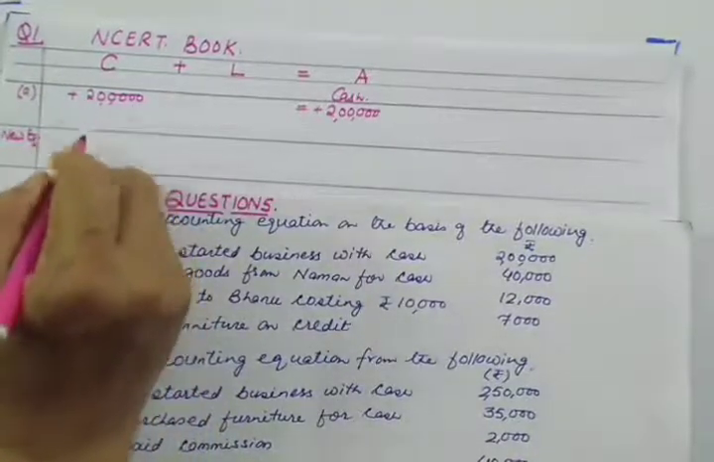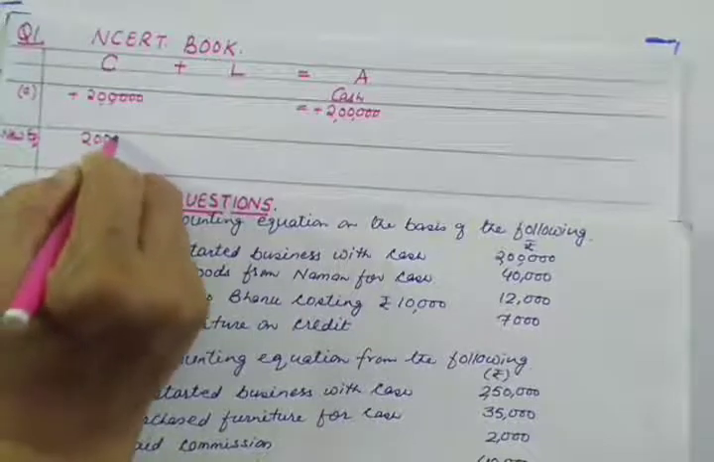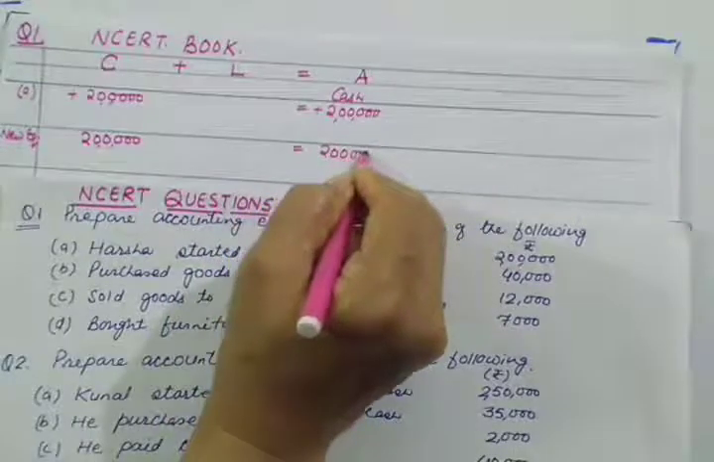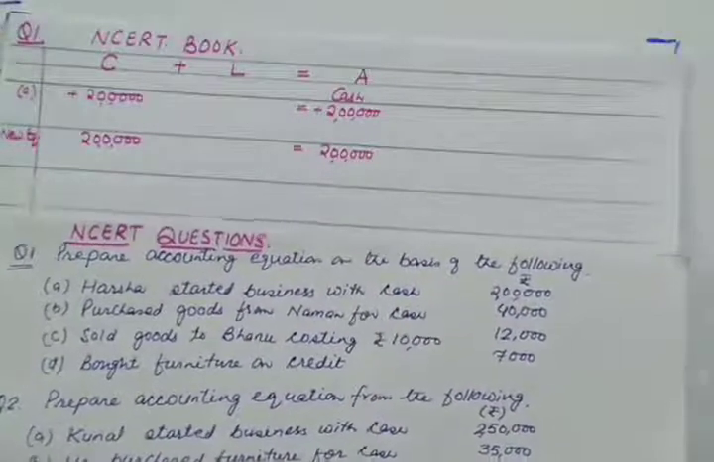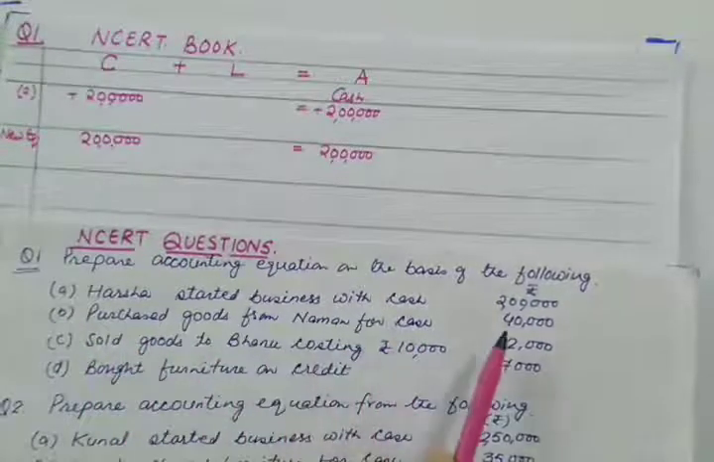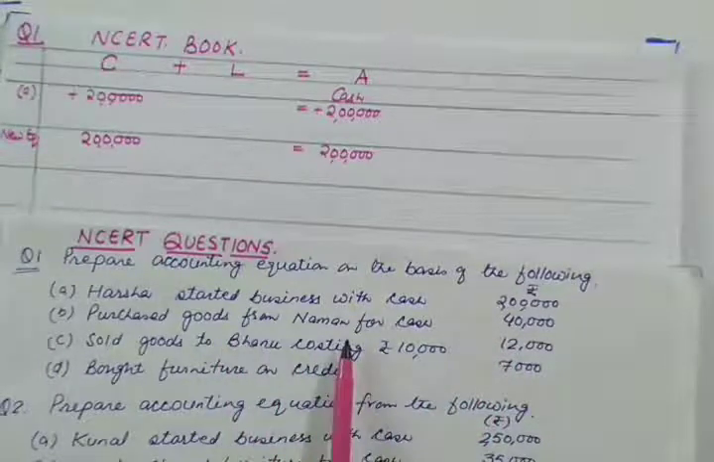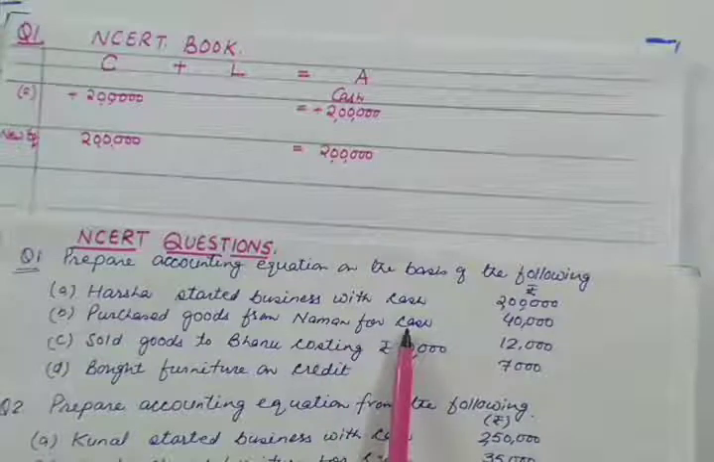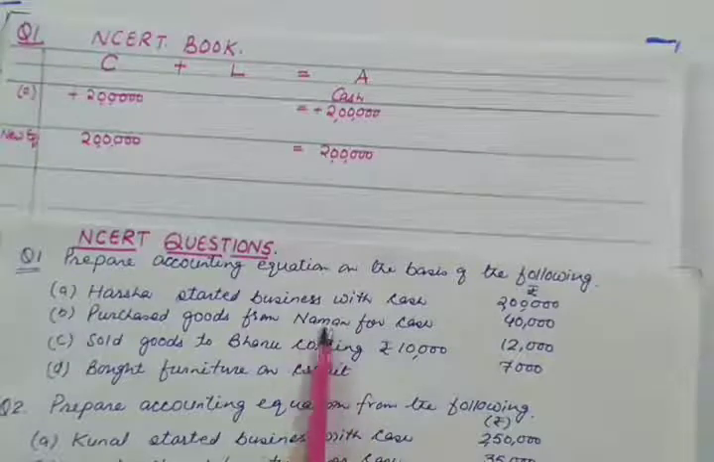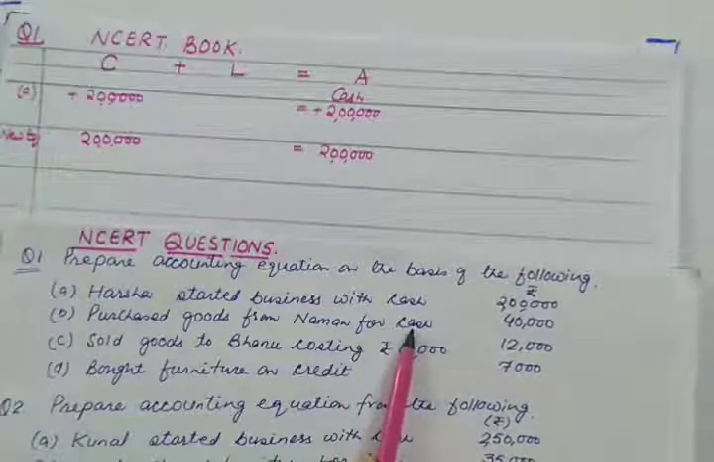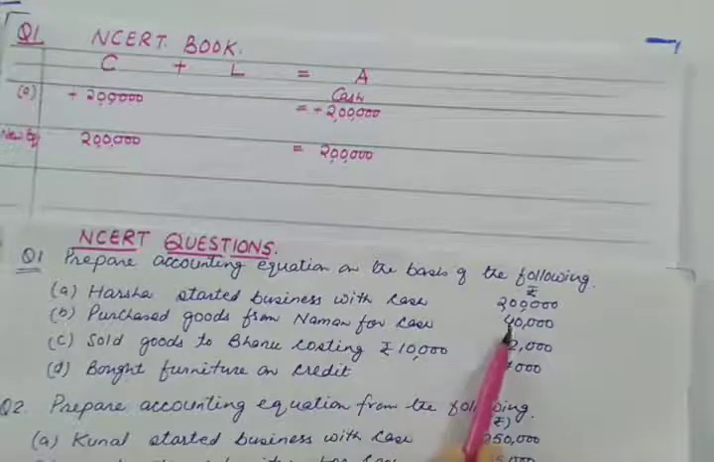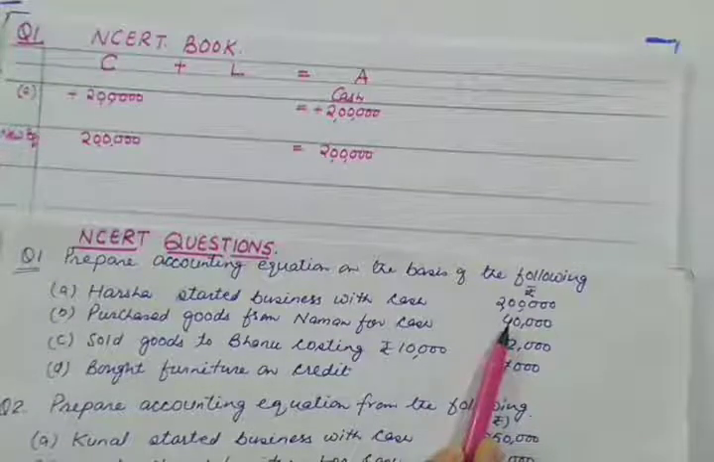So new equation is after this first transaction it will remain as it is, 2 lakhs in the capital and 2 lakhs in the cash. So now let us see the next transaction. Second is purchase goods from Naman for cash. So here you are buying goods, and buying goods from Naman for cash, if cash is written then party's name will not be used because this transaction is done in cash. You don't have to keep the name of this party in this books. So in this case 40,000, you are buying goods for 40,000.